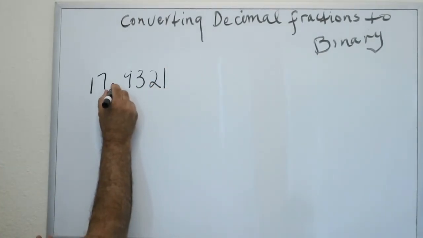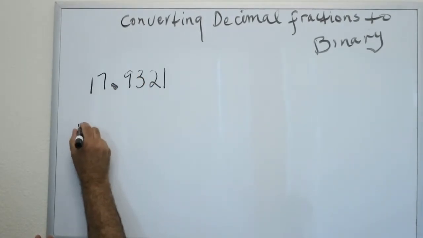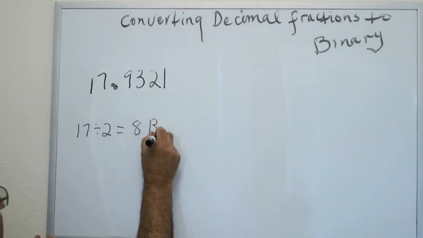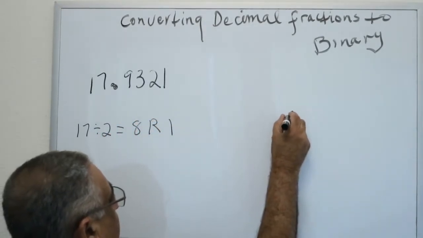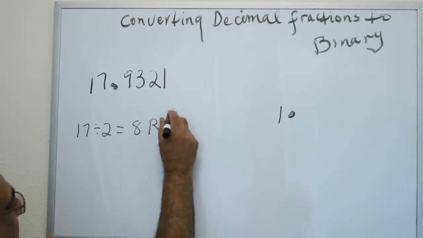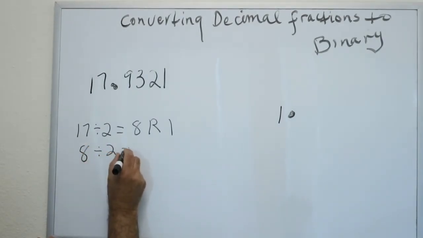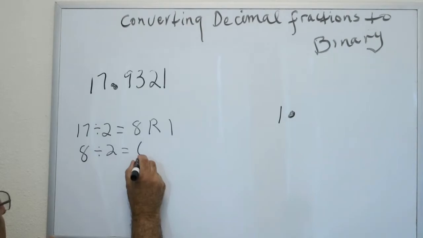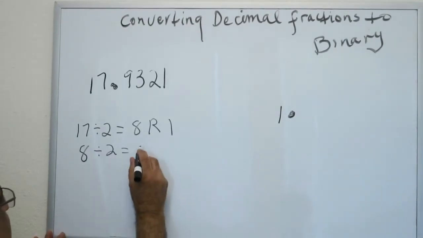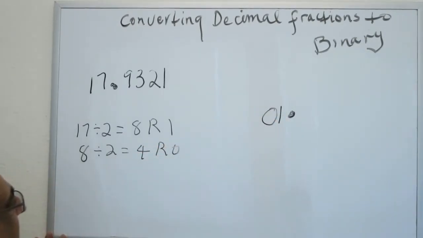So again, that's my decimal place, that's the whole number, and that's the fraction. If I take 17 divided by 2, this is 8, remainder 1. So here, put my decimal, put my 1 there. I'm going right to left, so this 1 is there. Then take 8 divided by 2, that's a 4, remainder 0. So there's a 0 there.